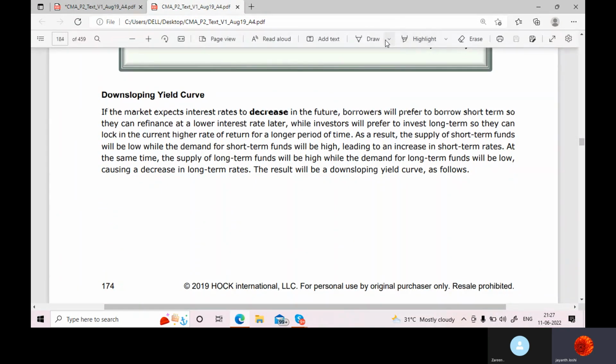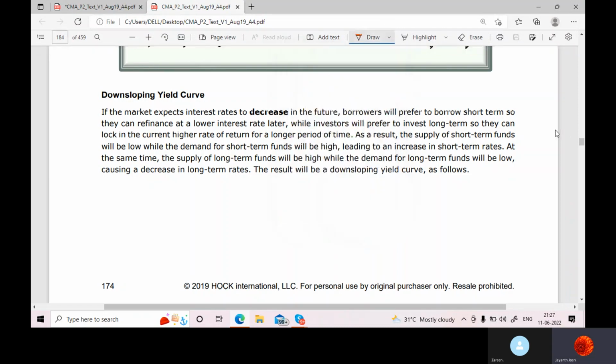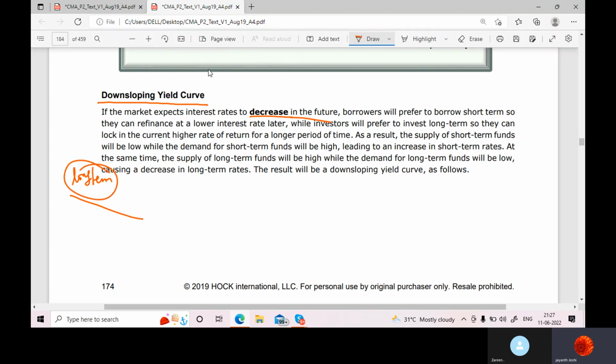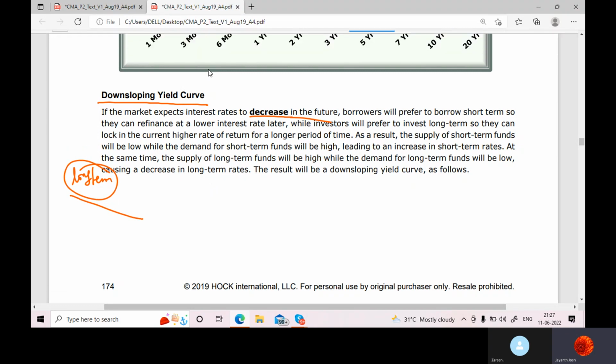Downward sloping curve. If the market expects interest rates to decrease in future, that means we are expecting the interest rates would decrease in future. We are discussing the longer term, a longer duration or longer period of time. Again, duration is a different thing. Don't get confused with duration and maturity. I'm not speaking of duration from the finance sense. My meaning of duration here is time period.